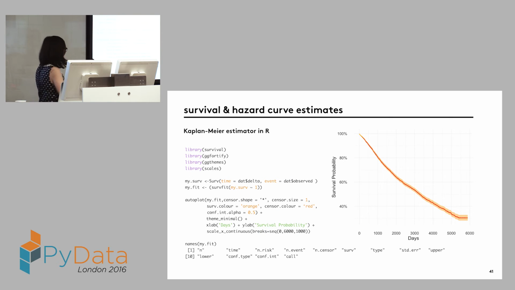You can do the same thing in R. So these are the typical libraries, the survival library. The call is very simple. This basically creates the survival object, and then you just fit it, and then you plot it. This is a wrapper on ggplot that gives you that very, very nice graph. And these are the type of objects that you can find on the fitted object.